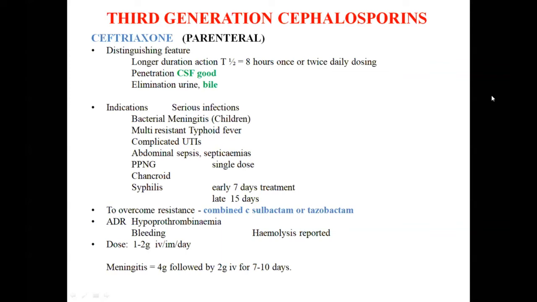Also, to overcome resistance, ceftriaxone can be combined with beta-lactamase inhibitors. We have seen tazobactam and sulbactam, which were combined with semi-synthetic penicillins, isn't it? Like with penicillin, these beta-lactamase inhibitors can be combined with cephalosporins also, and in this way you can overcome certain resistant organisms. The adverse effects of ceftriaxone are hypoprothrombinemia and bleeding tendencies. Reports of hemolysis have also been seen. In meningitis, it is given as a 4-gram dose followed by 2 gram IV, and this treatment is given for a period of 10 days.